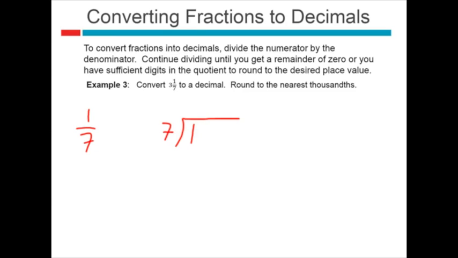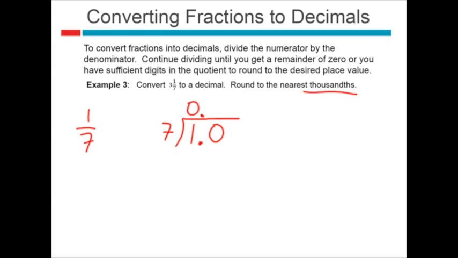And we're going to divide until we get a remainder of 0, or we have sufficient digits so that we can round to the desired place value, which in our example is the thousandths place. So let's begin. 7 cannot go into 1. It goes into 1 0 times. So let's add a decimal point here, and we'll do that in our quotient above also, and add a 0.